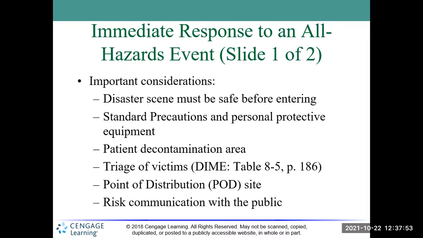And then some things that are important to consider when you're in this event is you want to make sure that the disaster scene is safe before you enter, because if you are unsafe, then you're not going to be able to serve anyone else. Also, taking standard precautions and using your personal protective equipment is very important to continue to maintain your own safety. And then identifying the patient decontamination area, and then triaging victims. And so this is a table in your book that is going to walk you through the DIME of how to triage these patients.